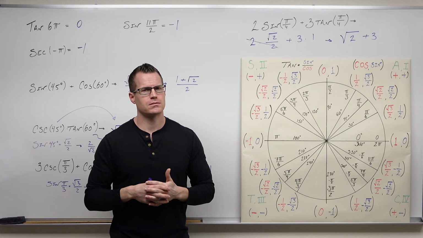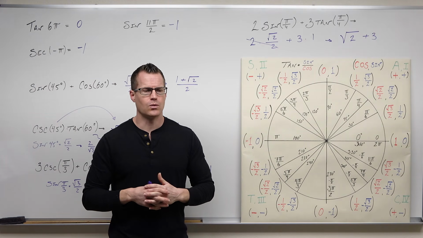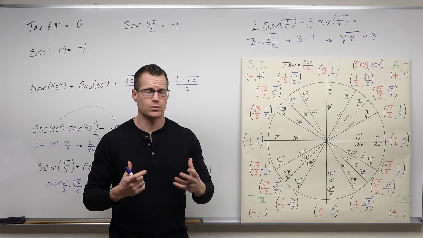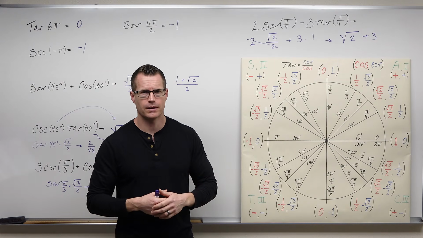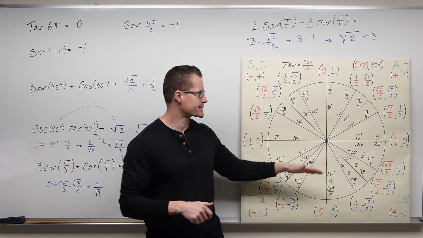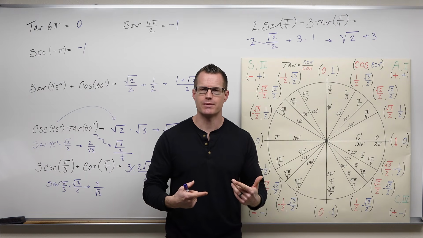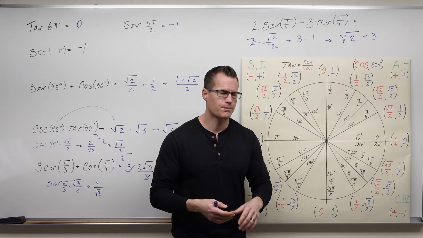Now, the last question is, what happens if you have some of these angles that aren't on your unit circle, like 28 degrees? Well, that's not on here. How are you going to figure out sine and cosine from that? That is what your calculator is for.